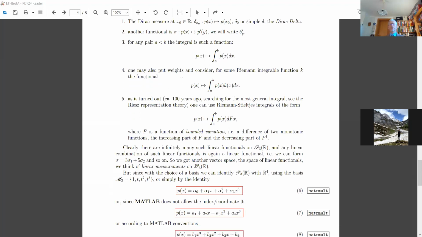Here we have the comment. The dual space is a space of itself, which allows linear combinations, and you should think of the linear measurements. So it's more or less the pairing of your signal space model, which on purpose is a simple one here. Cubic polynomials are not modeling a good real world situation.